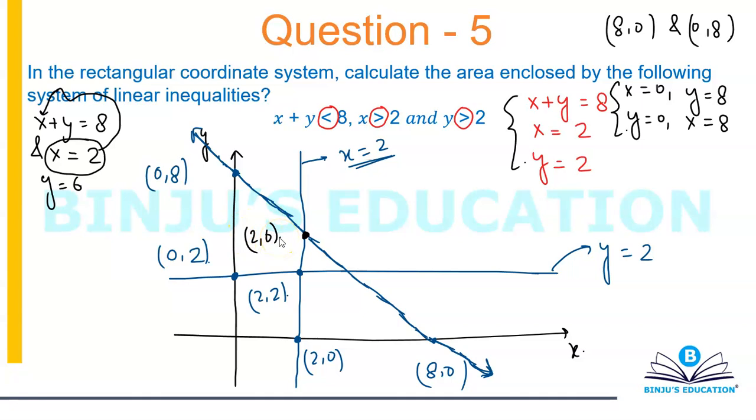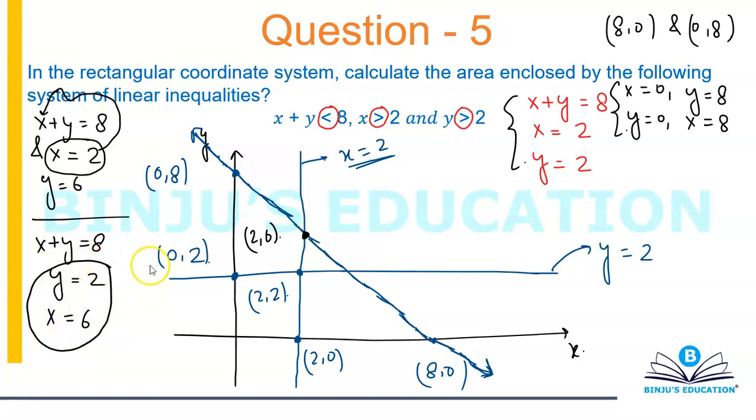So this point that you see here becomes 2 comma 6. Second, you will calculate the intersection of x plus y is equal to 8 and y is equal to 2. Now if y is equal to 2, then you will automatically get x is equal to 6, which means this intersection will be simply 6 comma 2.